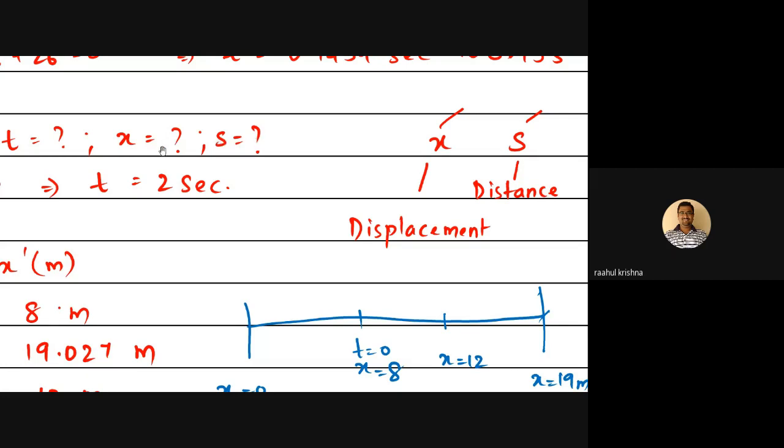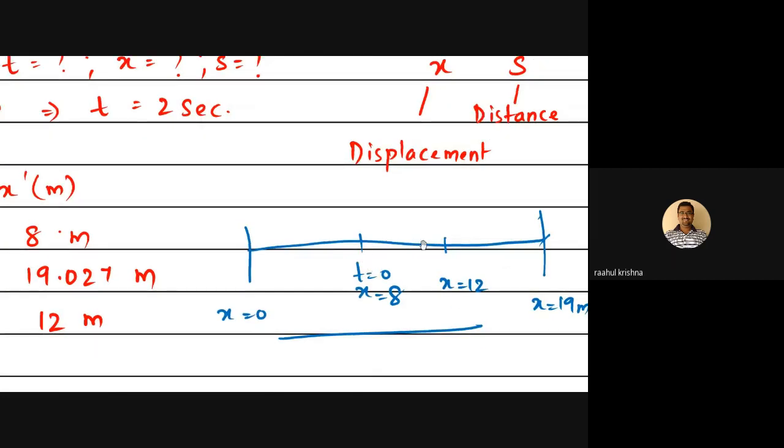X is my displacement. So here, what is the total displacement of the particle at the end of 2 seconds? Understand clearly. Initially when t equal to 0, my x is 8 meters. Then at the end of 2 seconds, what is the final position of the particle? That is at x equal to 12 meters. So what is my displacement? It has been displaced from 8 to 12 meters. So the displacement of the particle at the end of 2 seconds is 4 meters. Do you agree with it? Yes, sir. That is my displacement.